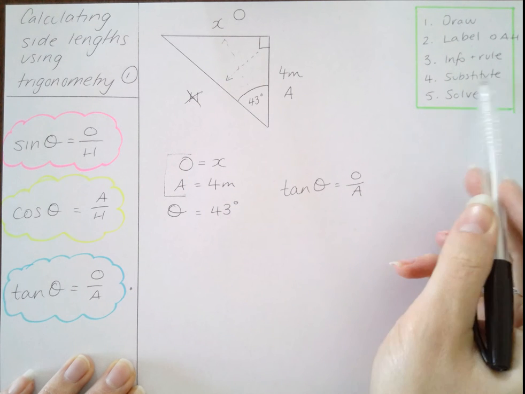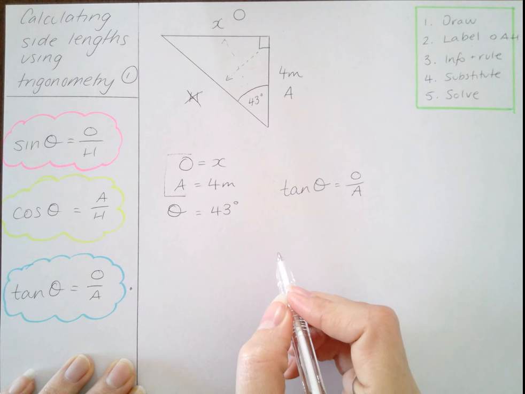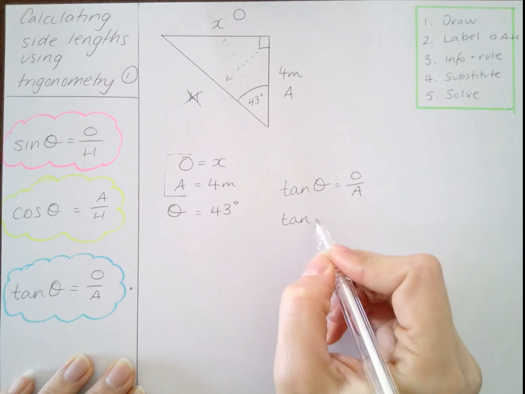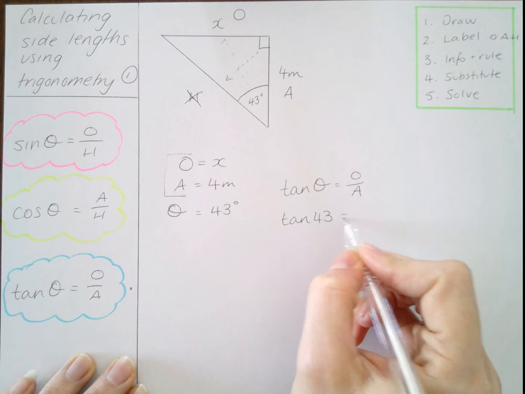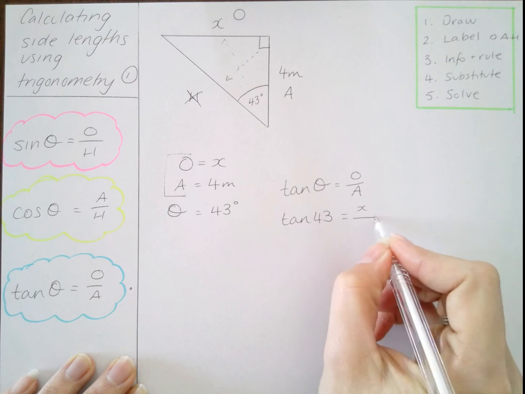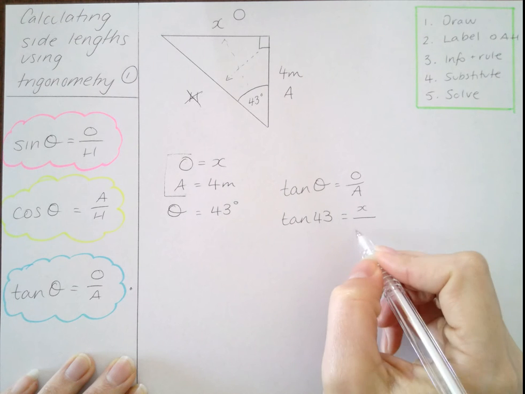Our next step says substitute. We are going to substitute in the values that we know. So we know that the value for theta is 43. So we're going to replace theta with 43. We are going to replace O with an X, and we are going to replace the A with a 4.